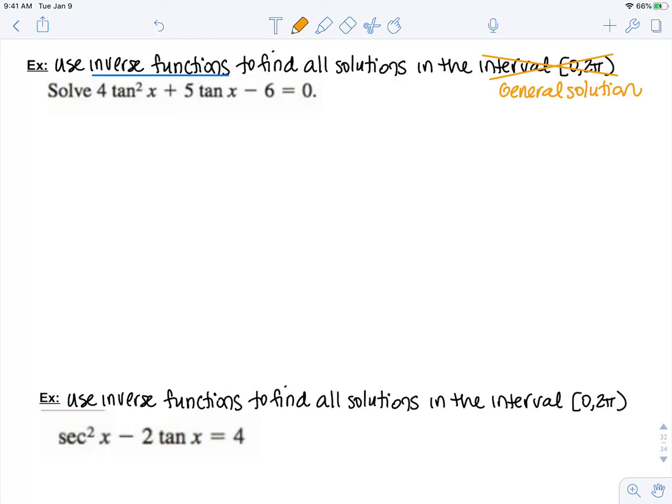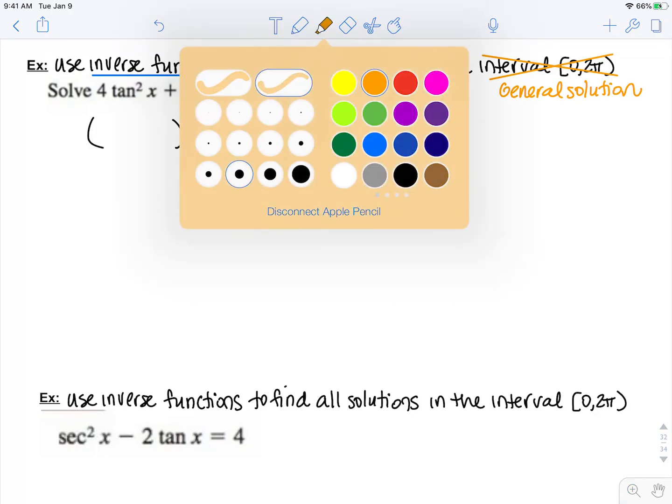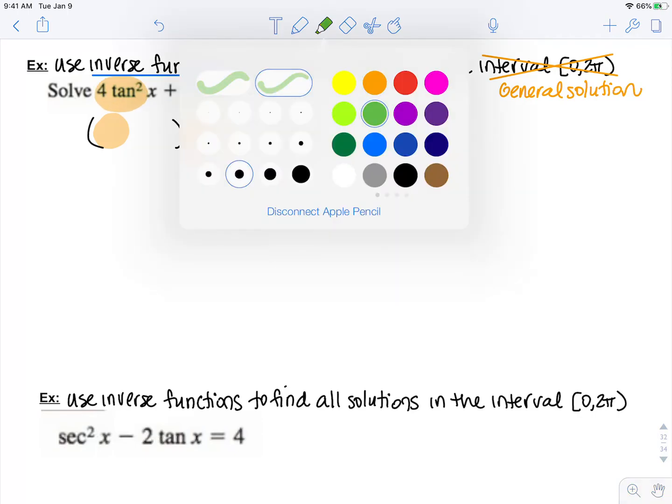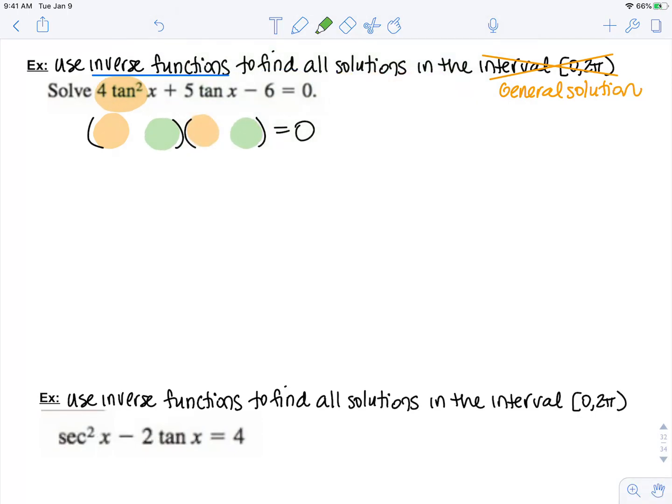So just keep that in mind as we're going through these two examples and when you're doing your assignment in class. So when I look at this problem, it is given to me all in tangent. It's equal to 0, which is great. But if I'm trying to factor this, I should see this as a quadratic trinomial in terms of tangent. And we factor quadratic trinomials by guess and check. These first two terms have to multiply to make 4 tangent squared x. And these last two terms have to multiply to make -6.